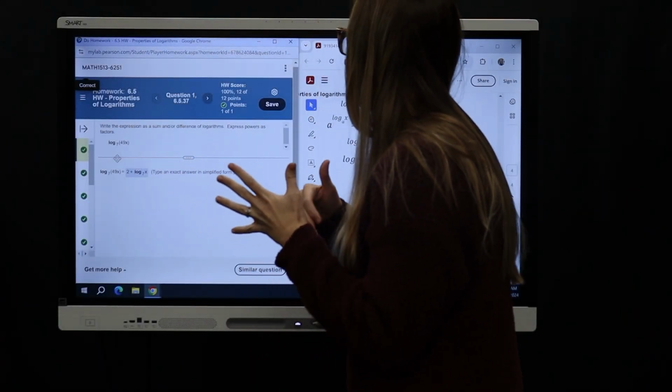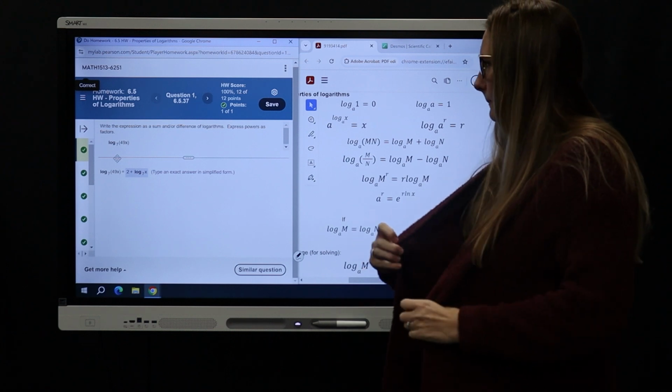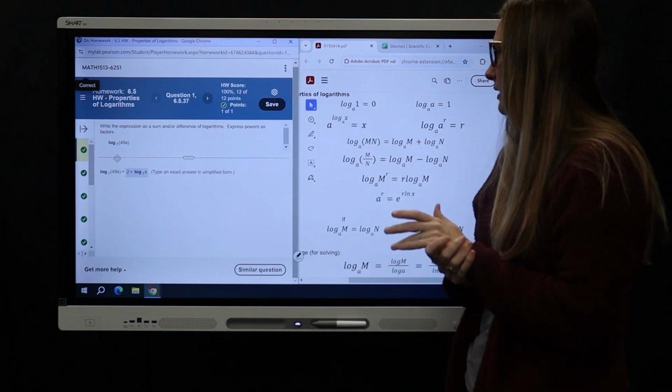So today we're gonna be going over 6.5 properties of logarithms. I'm gonna refresh it as we go through these.